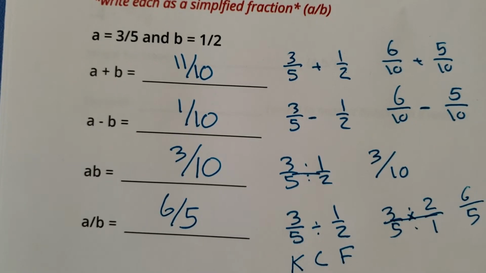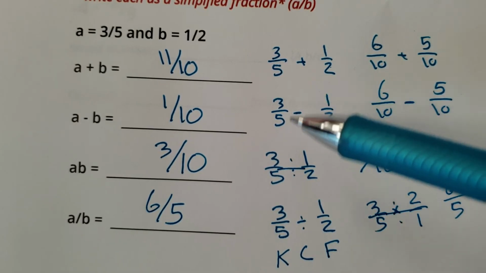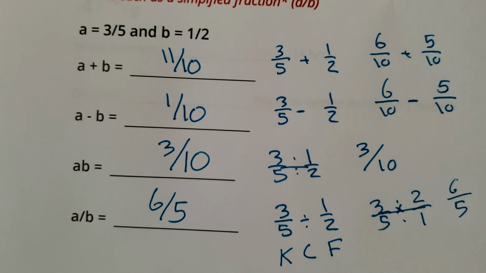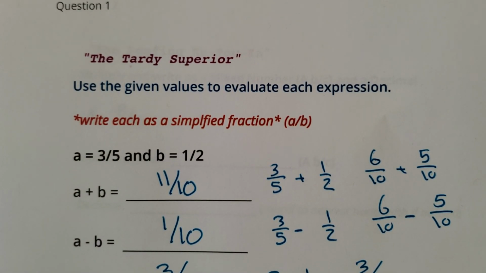All right, there you go. Add, subtract, multiply, and divide the same two fractions. Take your time and write it out. This only took me a little over 2 minutes here. So take your time, write it out one step at a time, and then boom, 4 math problems are done. So that is the Tardy Superior.